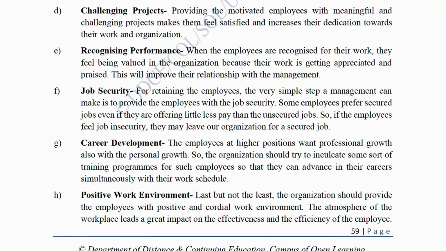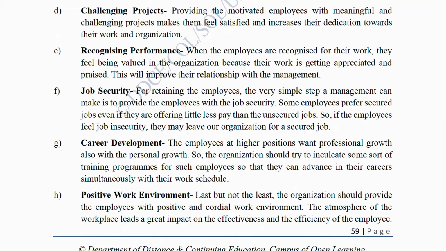Sixth, job security. For retaining the employees, the very simple step a management can take is to provide the employees with job security. Some employees prefer secure jobs even if they are offering a little less pay than the unsecured jobs. So if the employees feel job insecurity, they may leave our organization for a secure job.